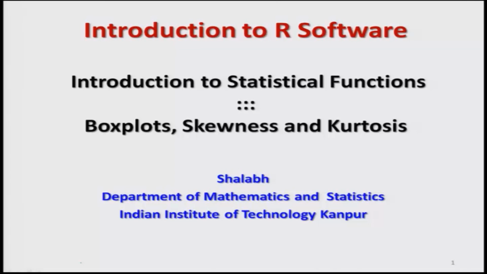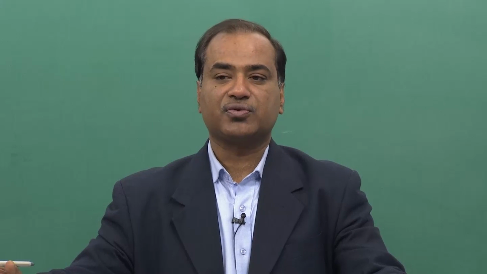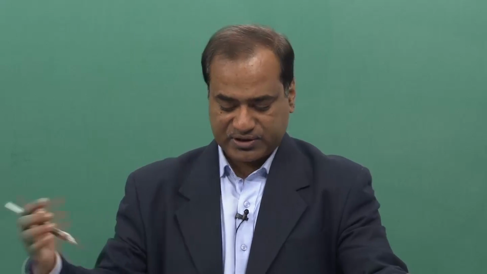Welcome to the next lecture on the course Introduction to R Software. You may recall that in the earlier lectures we started a discussion on some statistical functions, and we had discussed different types of statistical functions which are available in the base package of R to compute frequency, measures of central tendency, measures of dispersion and so on. So, we will continue with the same discussion, and we would like to know something about box plots, skewness and kurtosis in this lecture. So, let us start our lecture.